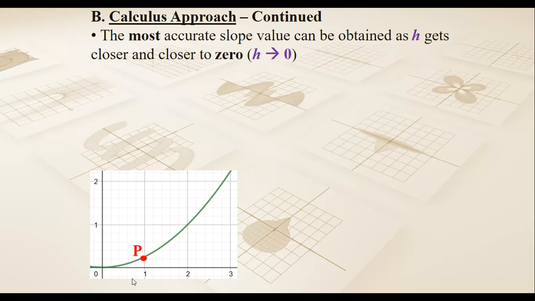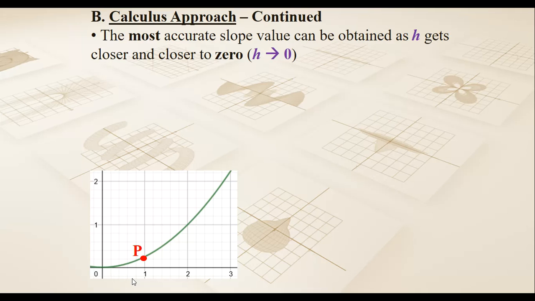In fact, the most accurate representation of the slope and the tangent value is when we take h and start to shrink it. What we want is to get that h value closer and closer and closer to 0. So h is the horizontal distance between P and point Q. I want to make that h value really, really small. I want it to get close to 0, but not quite 0.